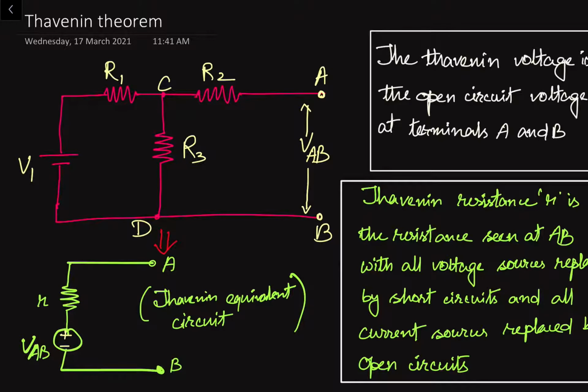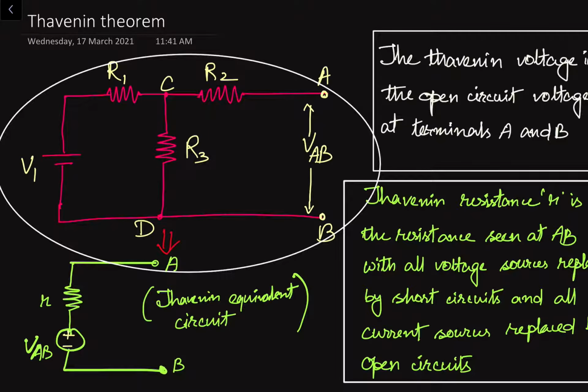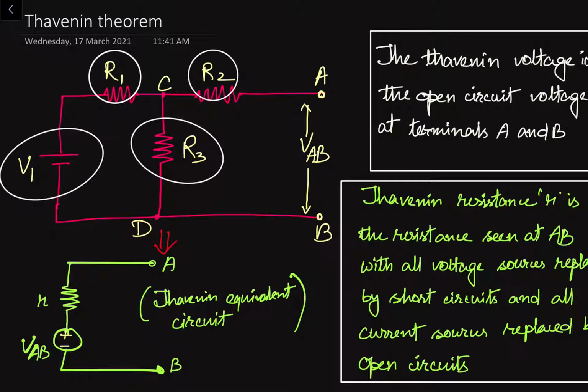In this video, we will learn about Thevenin's theorem. This theorem is used for simplifying an electrical network. Here we can see a circuit. In this circuit, we have resistances R1, R2 and R3. We have a voltage source V1, and we need to find out the voltage across point A and point B. Suppose this is the requirement.